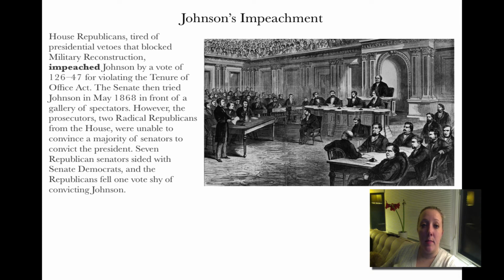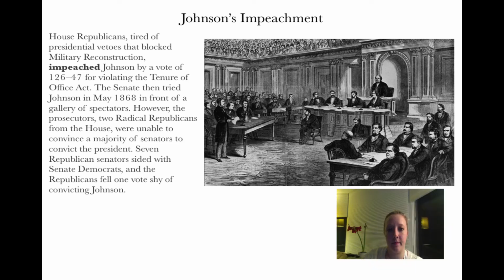House Republicans, tired of presidential vetoes that blocked military reconstruction, impeached Johnson by a vote of 126 to 47 for violating the Tenure of Office Act. The Senate then tried Johnson in May 1868 in front of a gallery of spectators. However, the prosecutors, two radical Republicans from the House, were unable to convince a majority of senators to convict the president. 7 Republican senators sided with the Democrats, and the Republicans fell one vote shy of convicting Johnson.